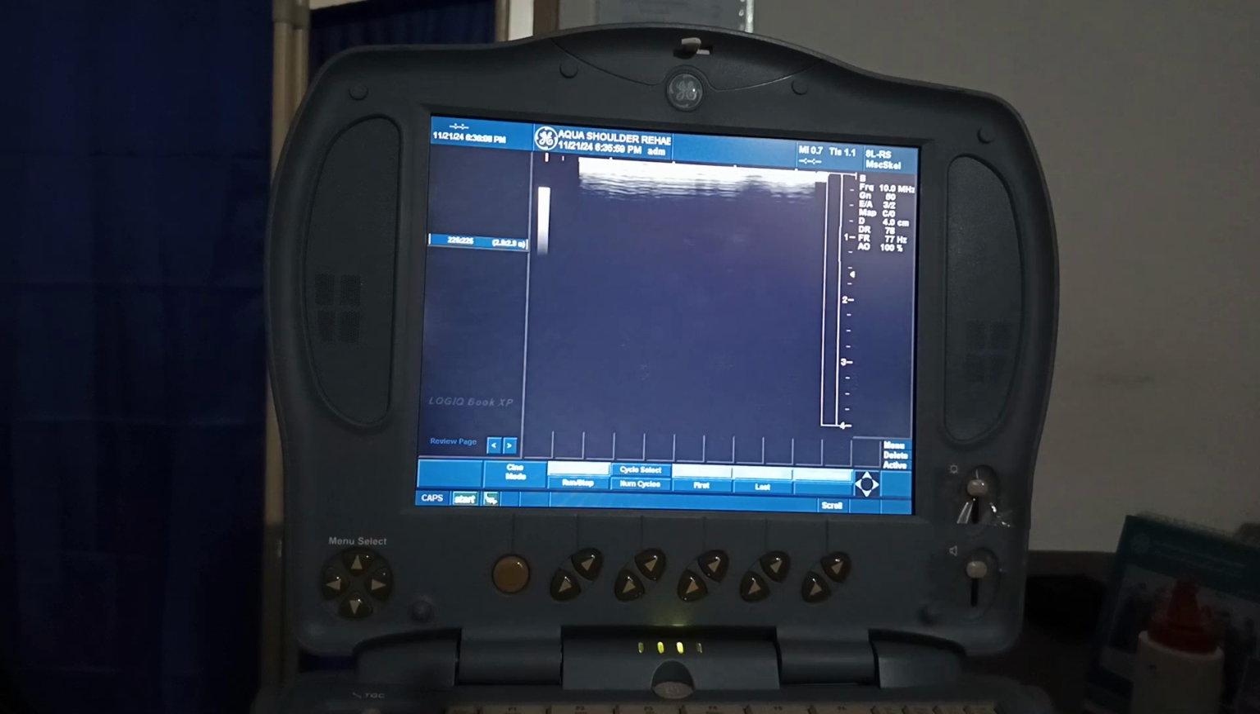So what is left? Yes, I can show you the joint space also. I can show you the cartilage. Only the superficial cartilage can be seen, but it is important to visualize the cartilage. So for the cartilage, we will take the elbow joint, because this is really very easy to scan and quite superficial.